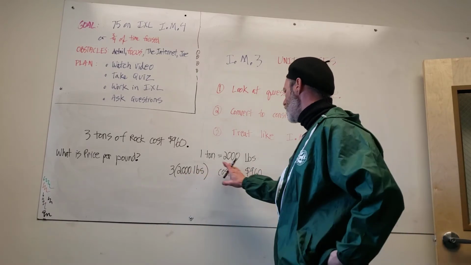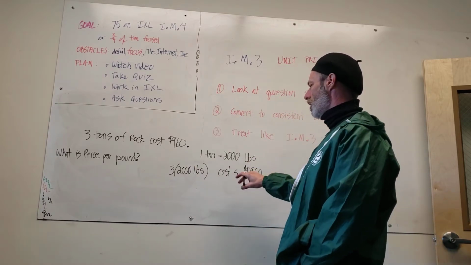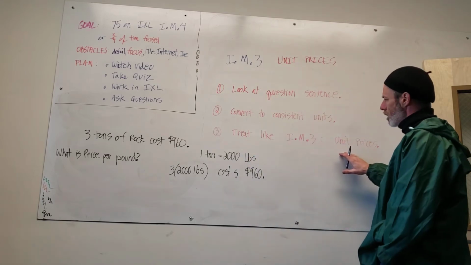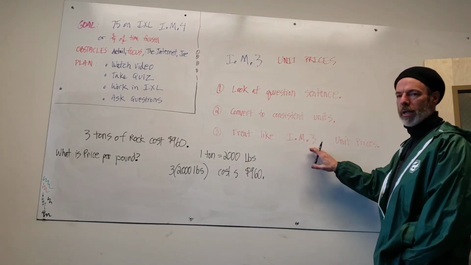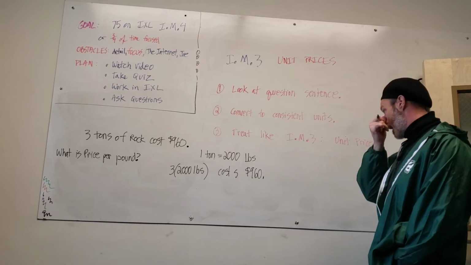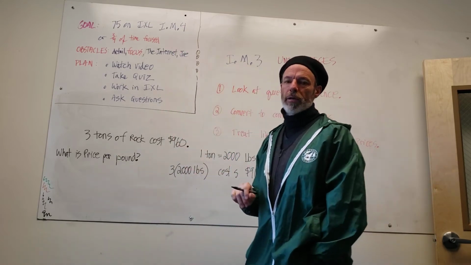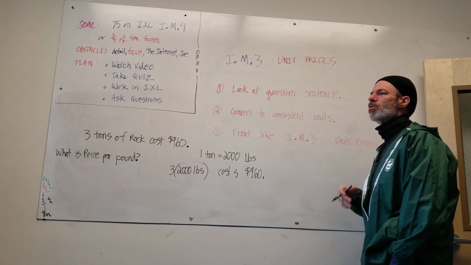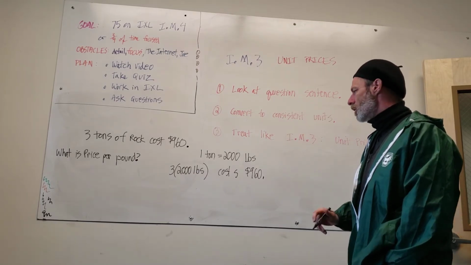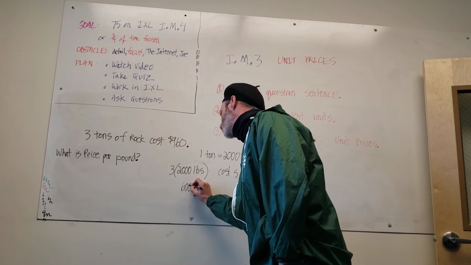So now we have consistent units. The problem is all in pounds, and we can now treat the problem like we did in IM3, dealing with unit prices. And if you've forgotten that, you should go back and take a look at IM3, because that's a prerequisite for this lesson. That means we need to have worked on that first, all right? So 3 times 2,000 pounds is 6,000 pounds.